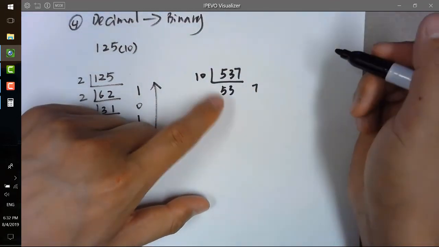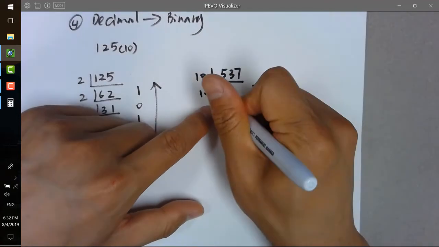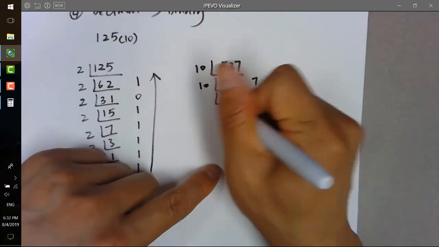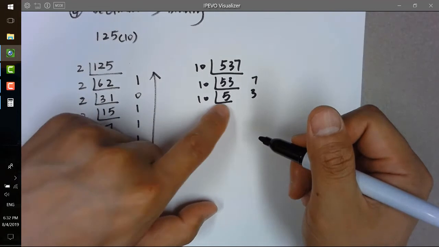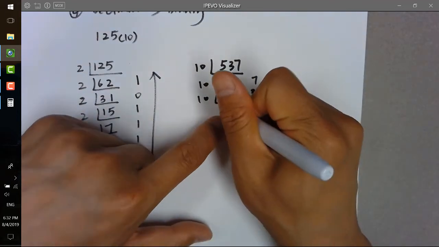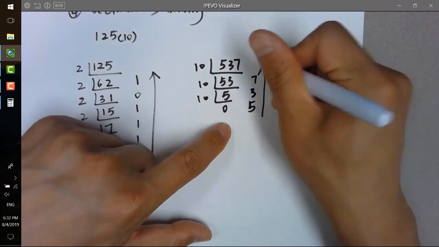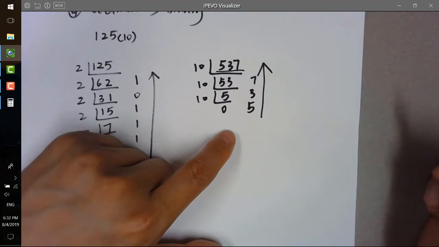53, the remainder is 7, right? And now we divide this number by 10 again. We get 5, remainder is 3. And we do it again. We cannot divide 5 by 10, so the result is going to be 0, and the remainder is 5. And we look back here, and we can recover this number, which is really interesting.